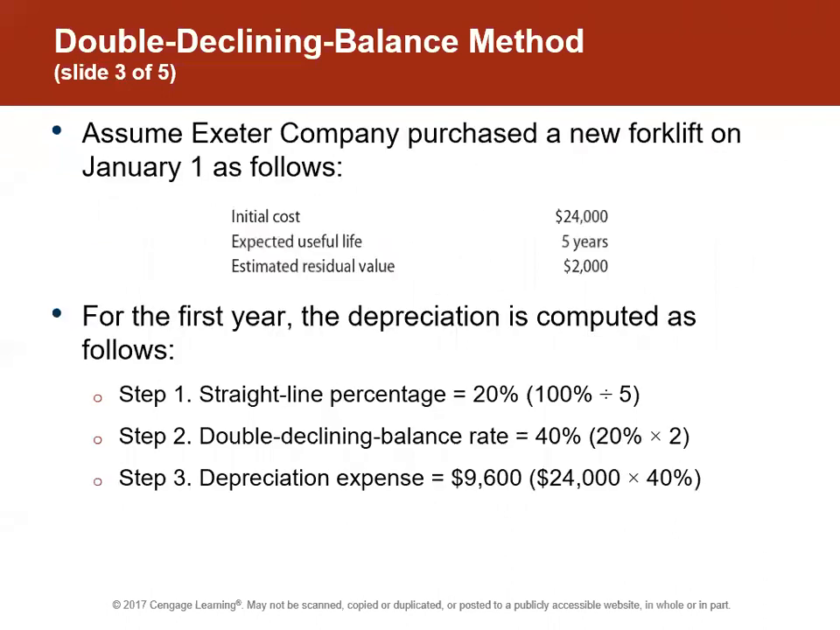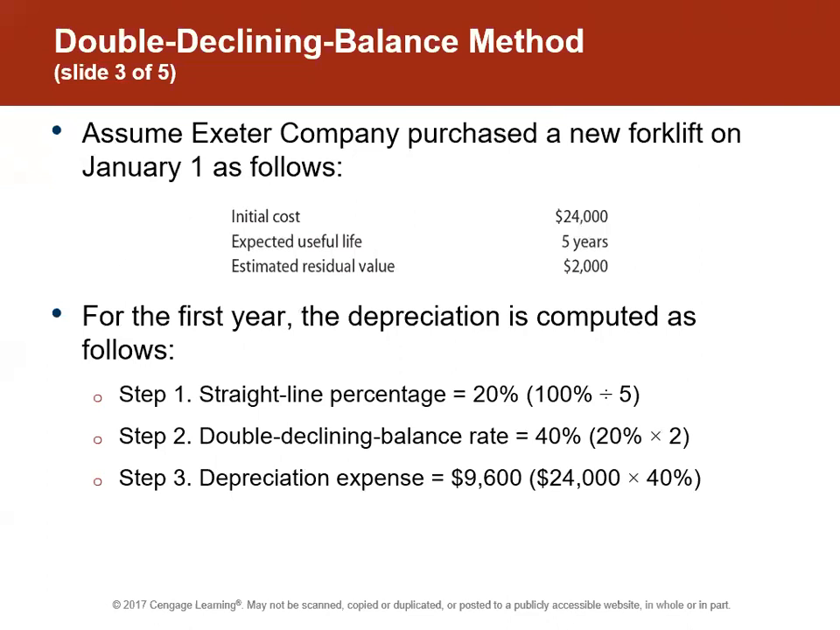So how this works, we're going to look at the same example. It makes it easier, right? So we have a forklift that's $24,000, estimated useful life of 5 years. Residual value doesn't matter right now in book value. It will matter at the end, but we don't use it in our calculations. So step 1, we calculate the straight line percentage. 100% divided by useful life, 100% divided by 5. So our straight line percentage is 20%.